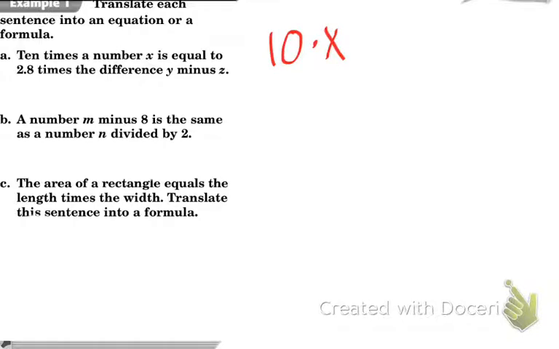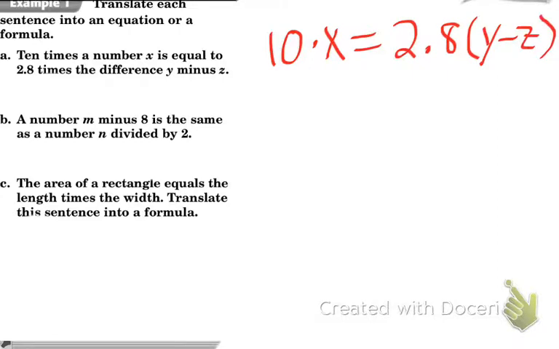Now it says is equal to, so an equal sign, 2.8 times the difference, so 2.8 times the difference y minus z. In other words, we have to do the y minus z first before we can do the times, because notice it says times the difference. So we have to do that difference first. If we're going to do it first, that might make you think grouping symbols. So that means y minus z.